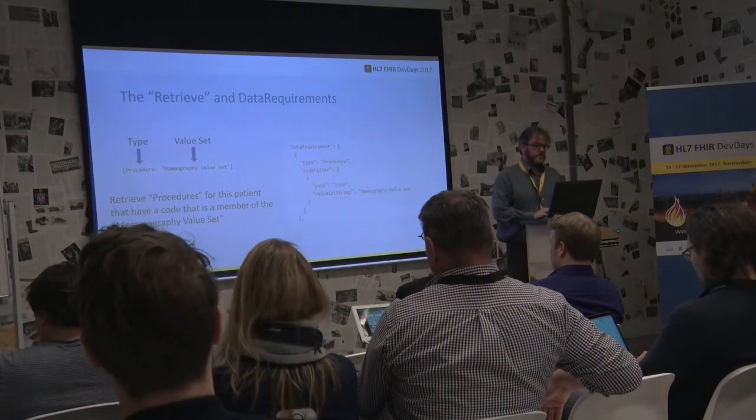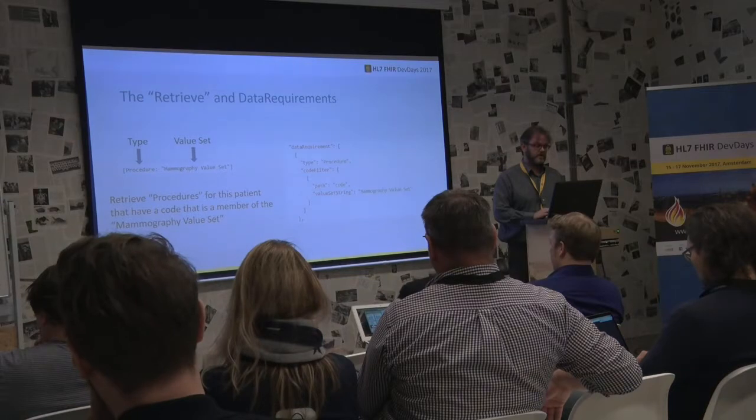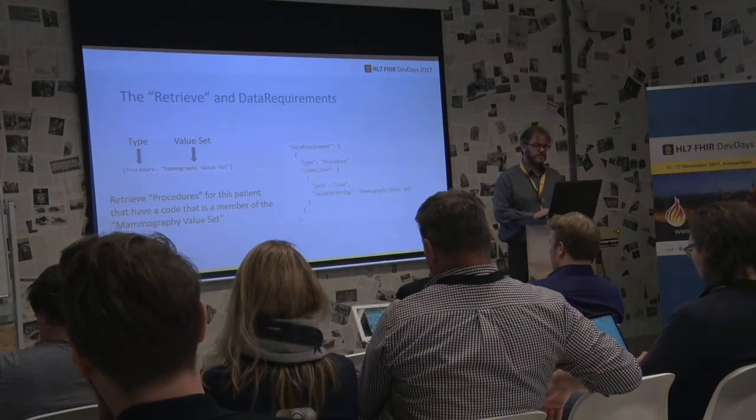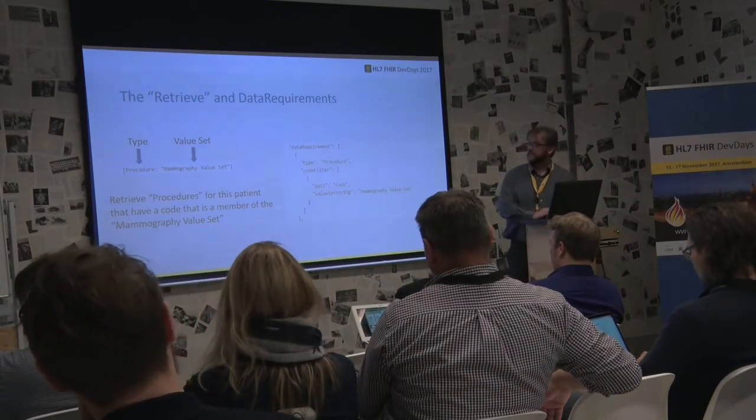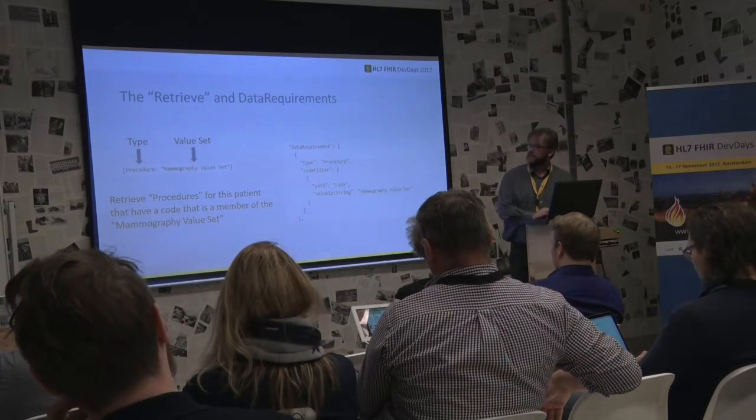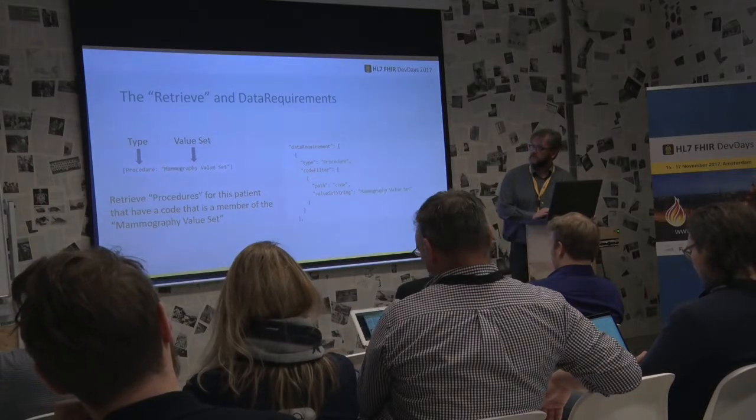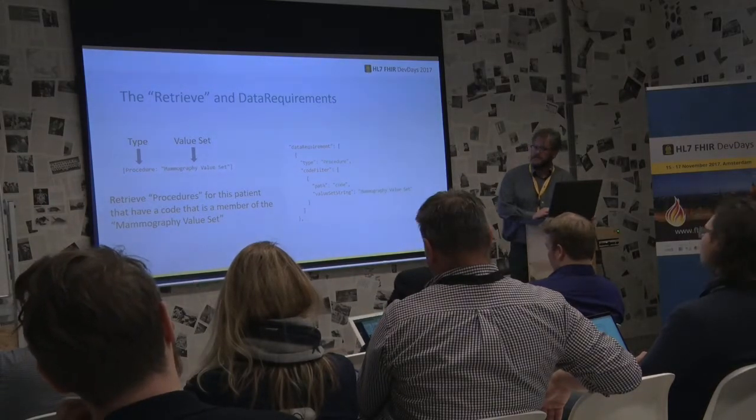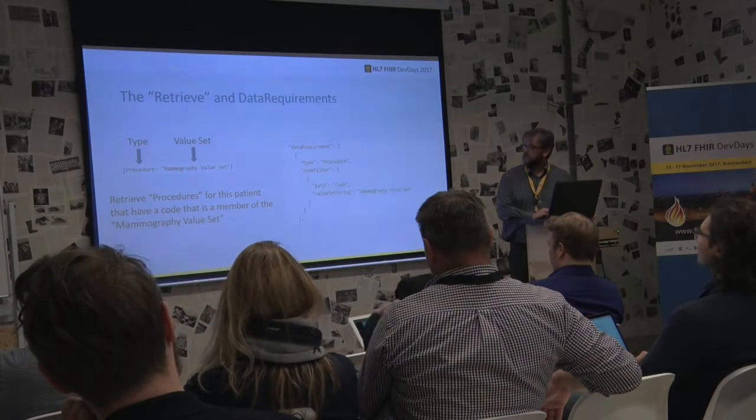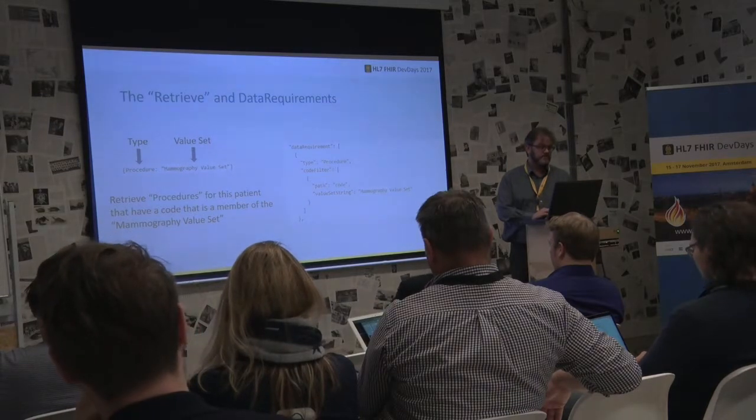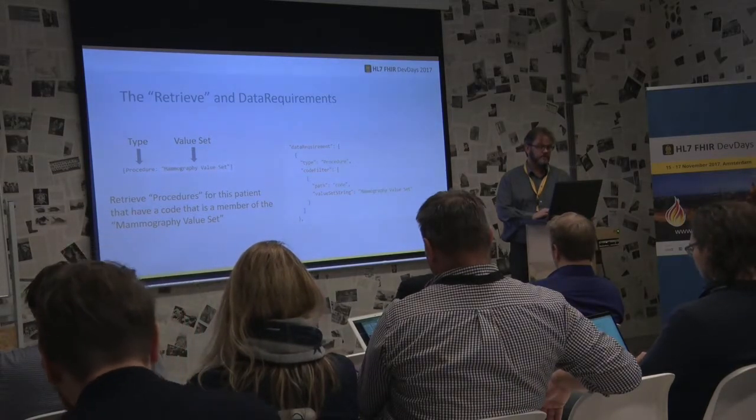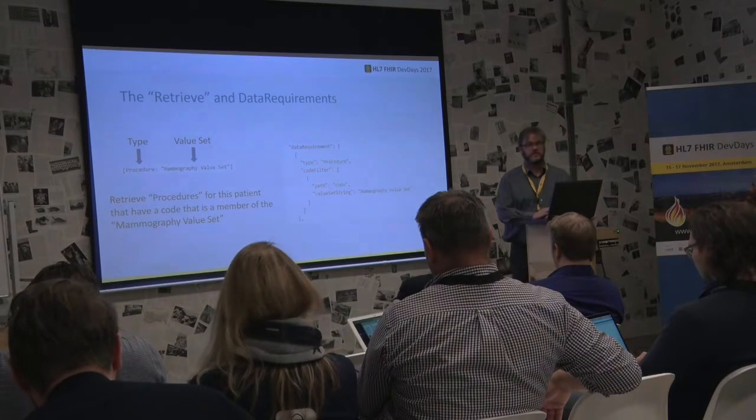So let's dig a little bit into what's actually going on there. So the retrieve and data requirements. So see the little square brackets in CQL. That means find procedures for this patient that have a code that's in that mammography value set. So there's kind of an implicit reference to the code here. That's the first thing that's going on there.